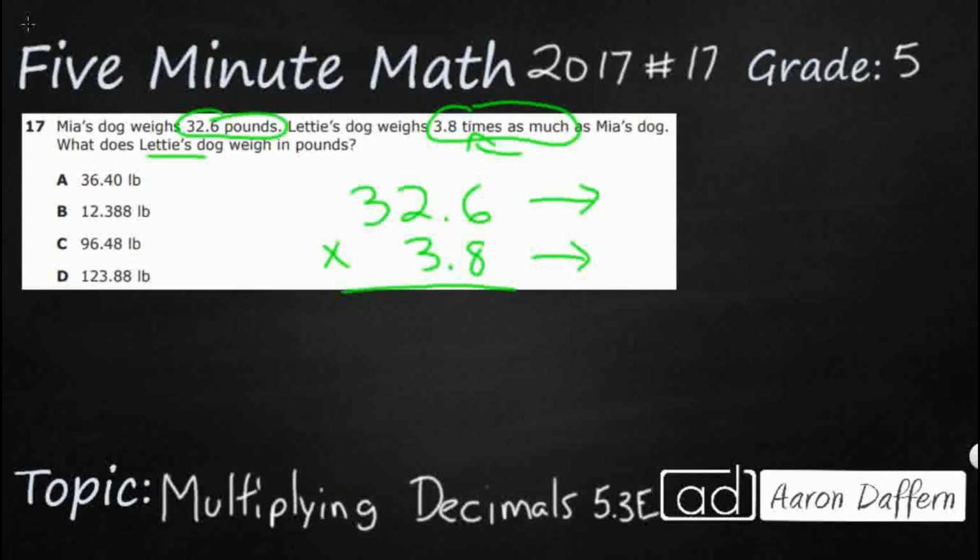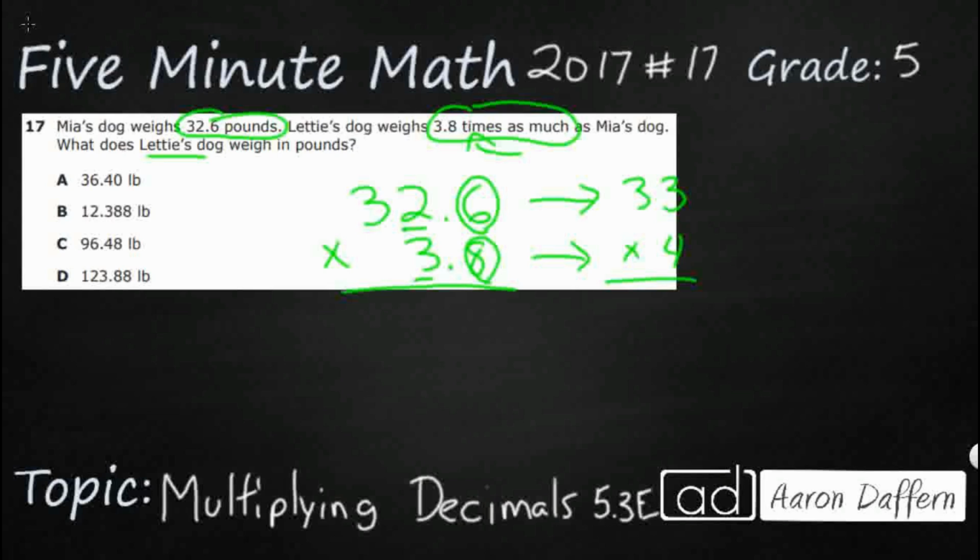I noticed about my answer selections that they're not really close to each other: 36, 12, 96, 123. So I bet an estimate will get us pretty close. I'm going to round to the nearest ones place, to the nearest whole number. So the 6 is going to make that 32 go up. 32.6 is closest to 33 rather than 32. Same thing with this 3.8. That 8 is going to make that 3 move up to 4. So it's really about 33 times 4.